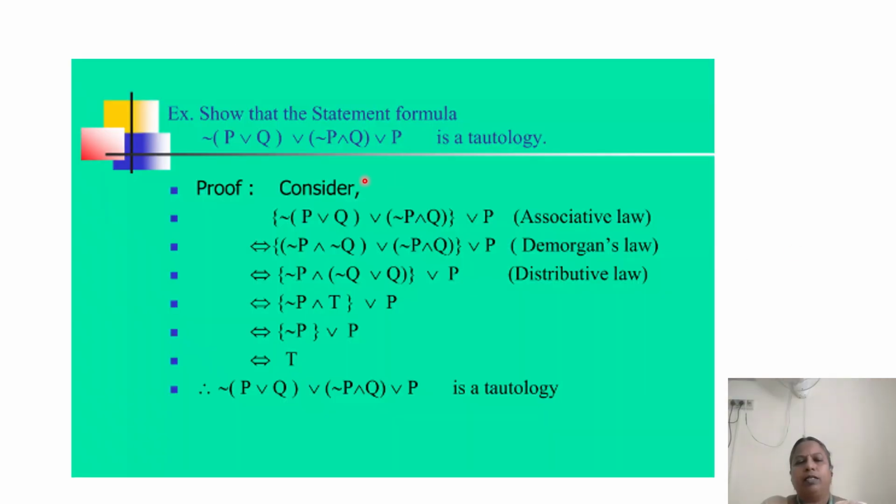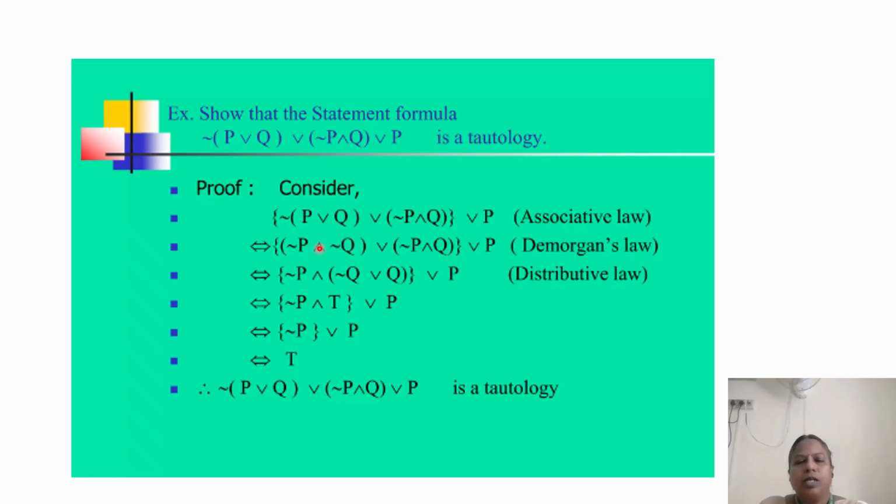Similarly, we can go for the tautology. ¬(P ∨ Q) ∨ (¬P ∧ Q) ∨ P is a tautology. Consider the left hand side: ¬(P ∨ Q) ∨ (¬P ∧ Q) ∨ P. Now apply the associative law, because in both we have the OR symbol. So first we combine the first two terms by the associative law: ¬(P ∨ Q) ∨ (¬P ∧ Q). We keep the third statement there.